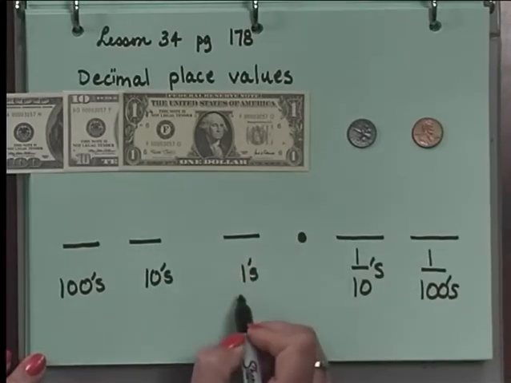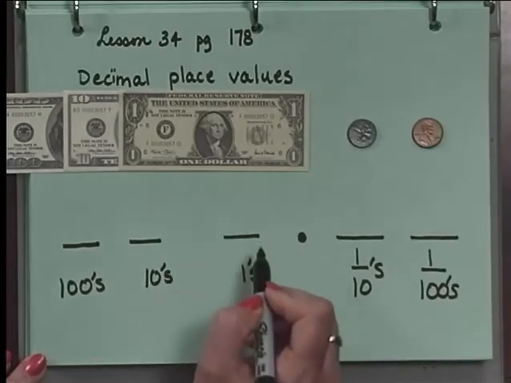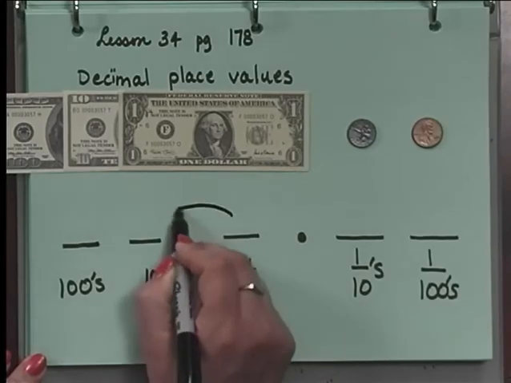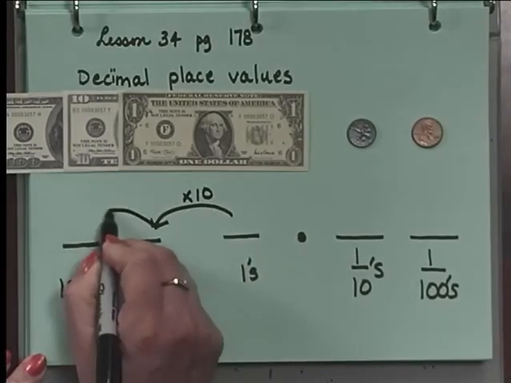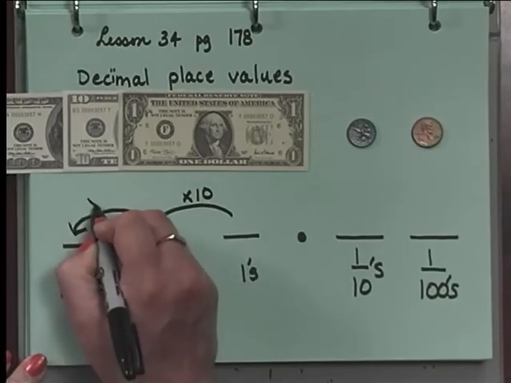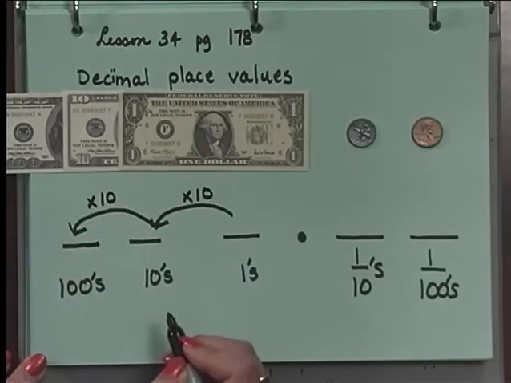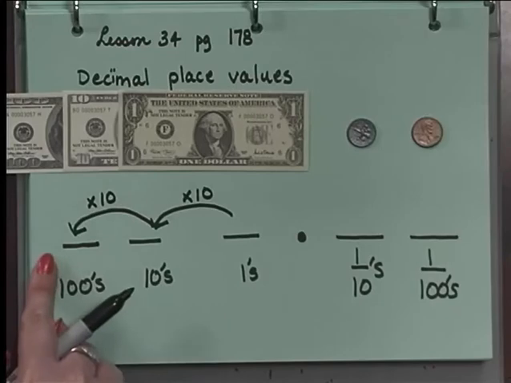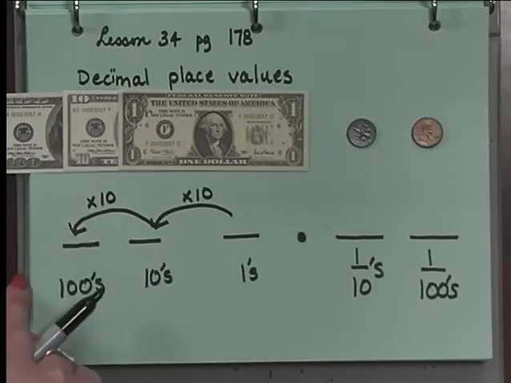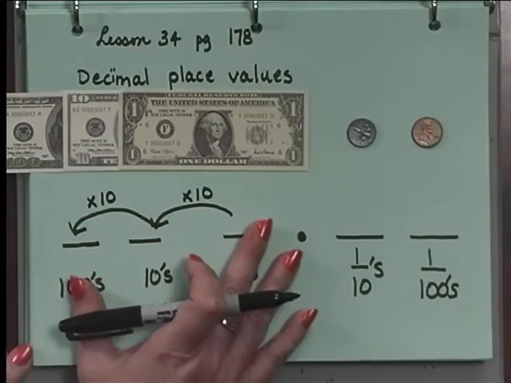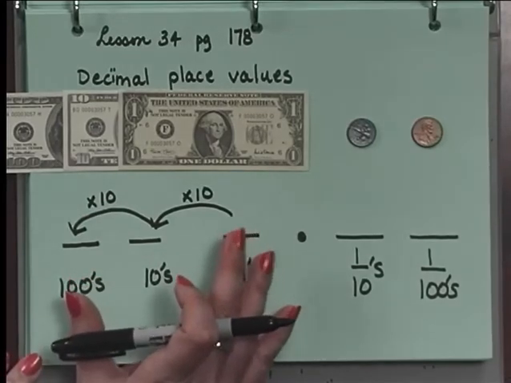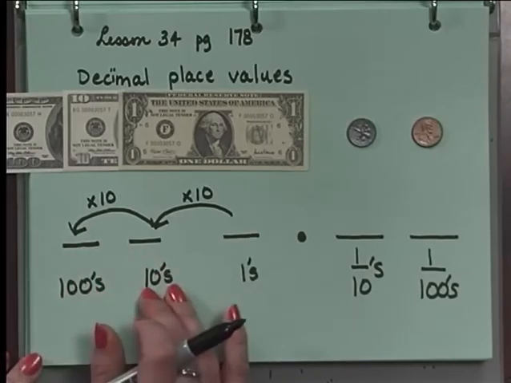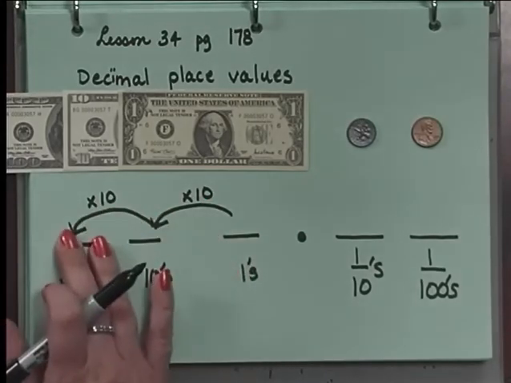Now notice what's happening with each place value. As I go from 1 to 10, I'm multiplying by 10. As I go from 10 to 100, I'm multiplying again by 10. Remember, the next place value here would be the thousands place, which would be 100 times 10. This is why we say that we have a base 10 system. We have 10 digits in our system, and our place values are based upon a multiplication by 10.